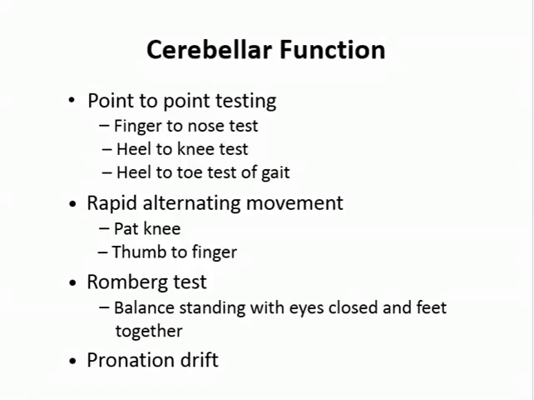Now we will assess cerebellar function. To assess cerebellar function, assess for point-to-point testing. This will be done by finger to nose test, heel to knee test and heel to toe test of gait. Rapid alternating movement test is done via patting knee and thumb to finger test.